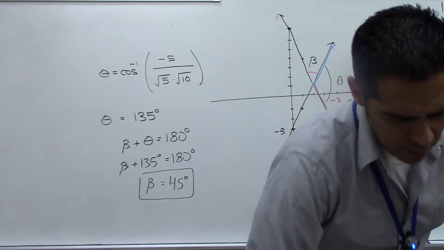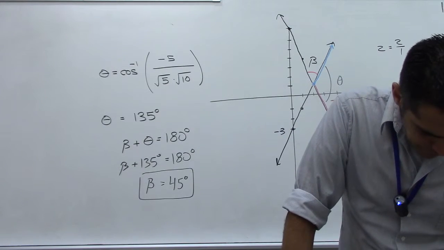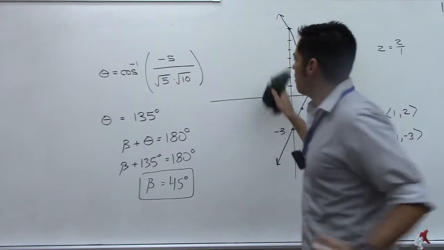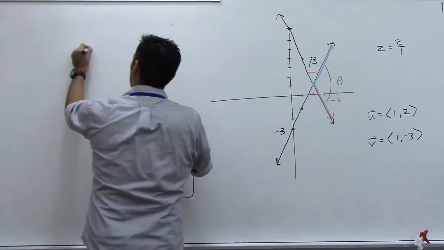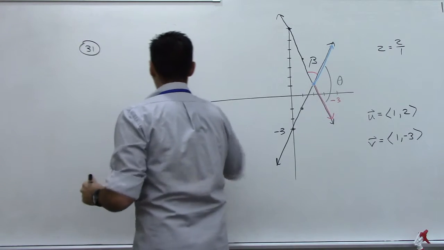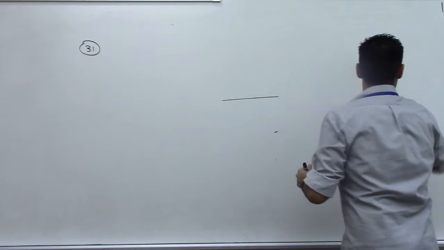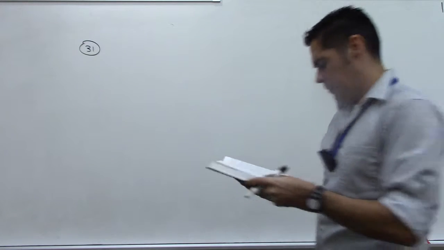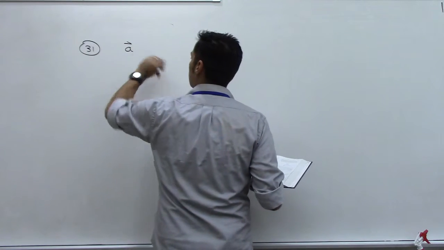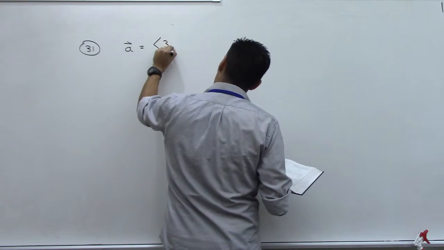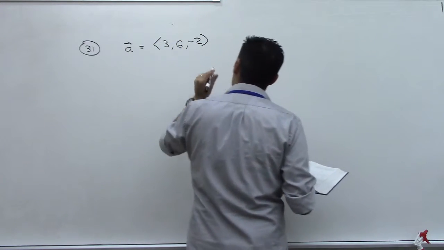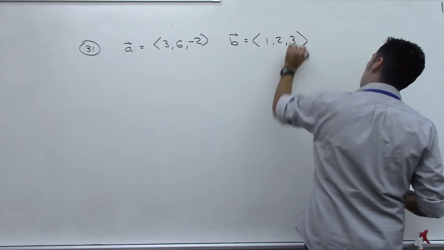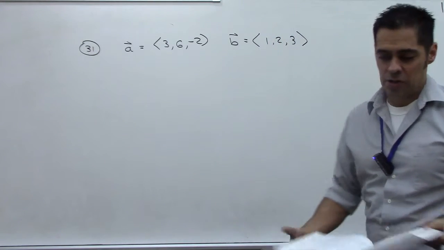All right, so what else do we have on our list here? 31. Find the scalar and vector projections of B onto A. For 31, they give you a vector A, which is 3, 6, negative 2, and the vector B, which is 1, 2, 3. And they want to find the scalar and vector projections.